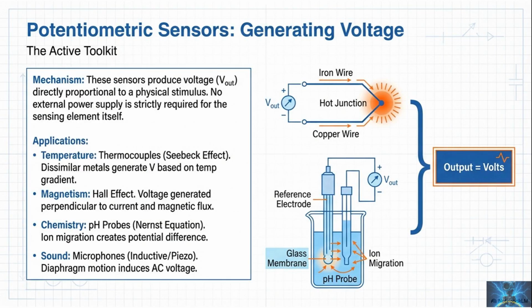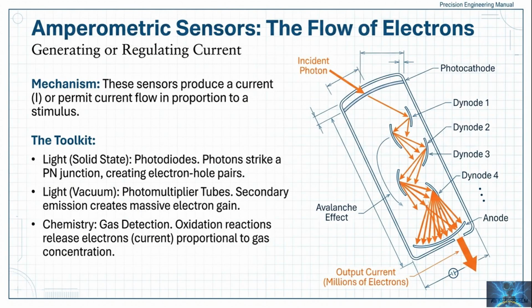Potentiometric sensors, generating voltage. These are active output style in the sense that the sensing mechanism produces a voltage proportional to the stimulus. Examples called out here: thermocouples, Seebeck effect, Hall sensors producing a voltage, pH probes, microphones, piezo effects. Practical takeaway: voltage output sensors often need careful shielding and high impedance measurement, because the signal can be small and easily loaded down.